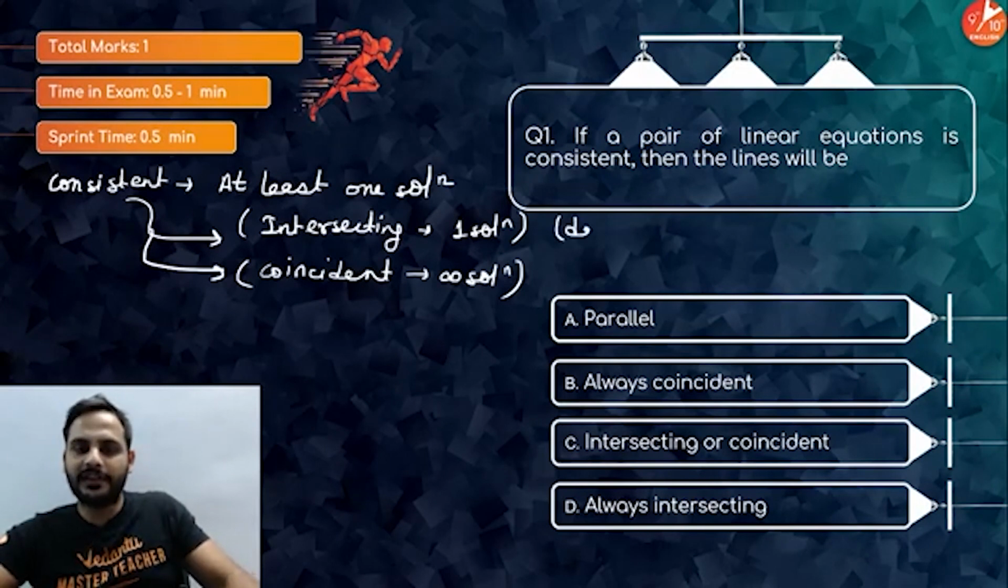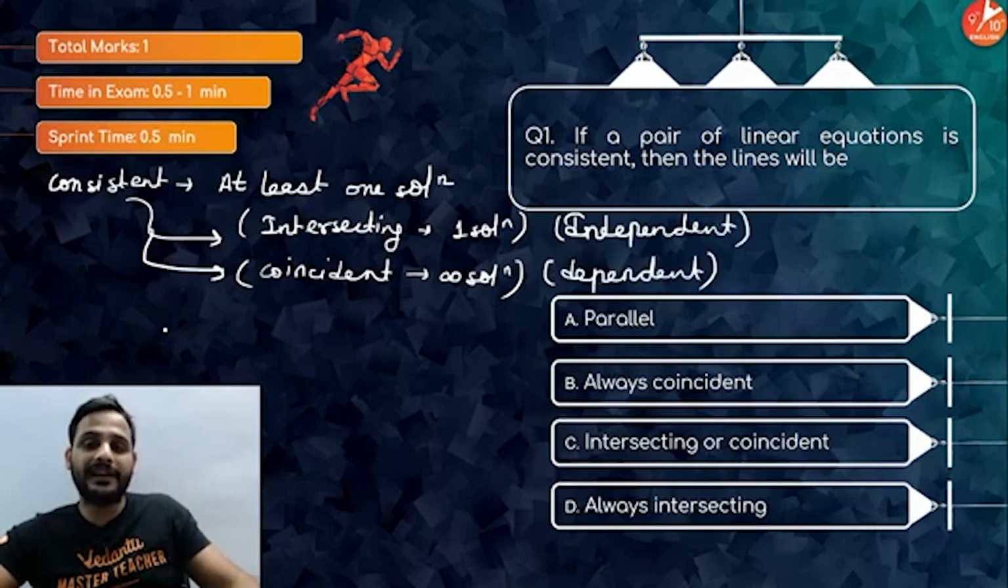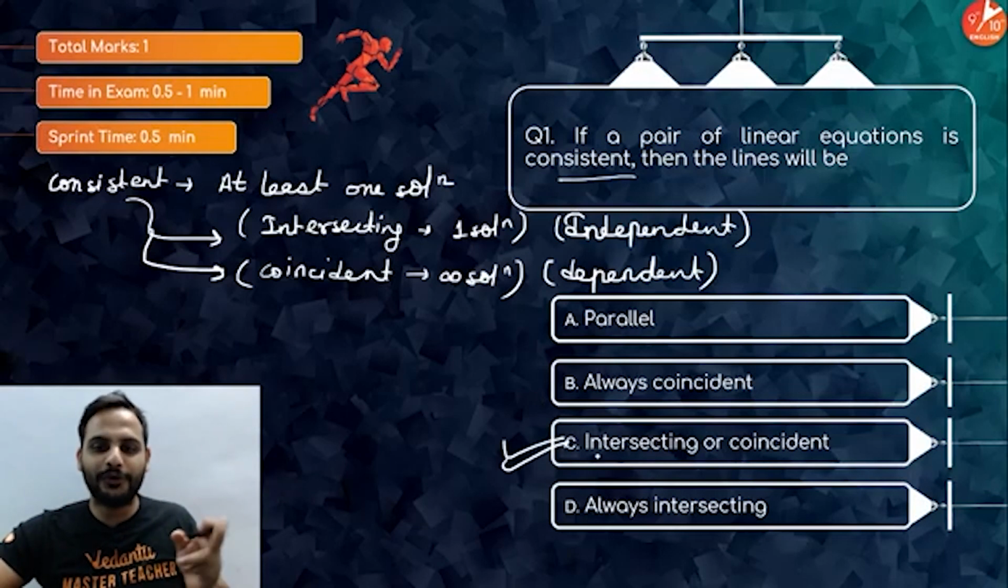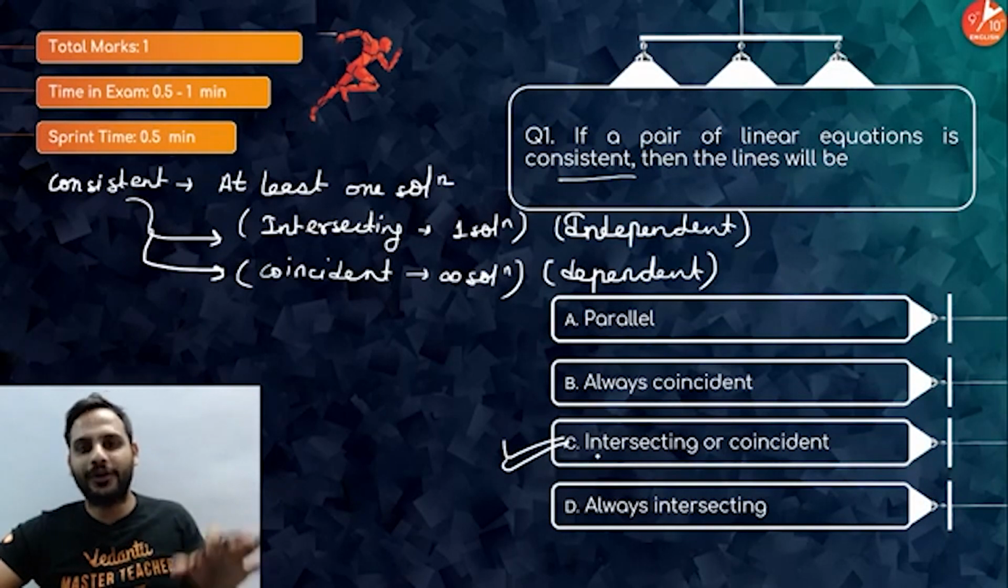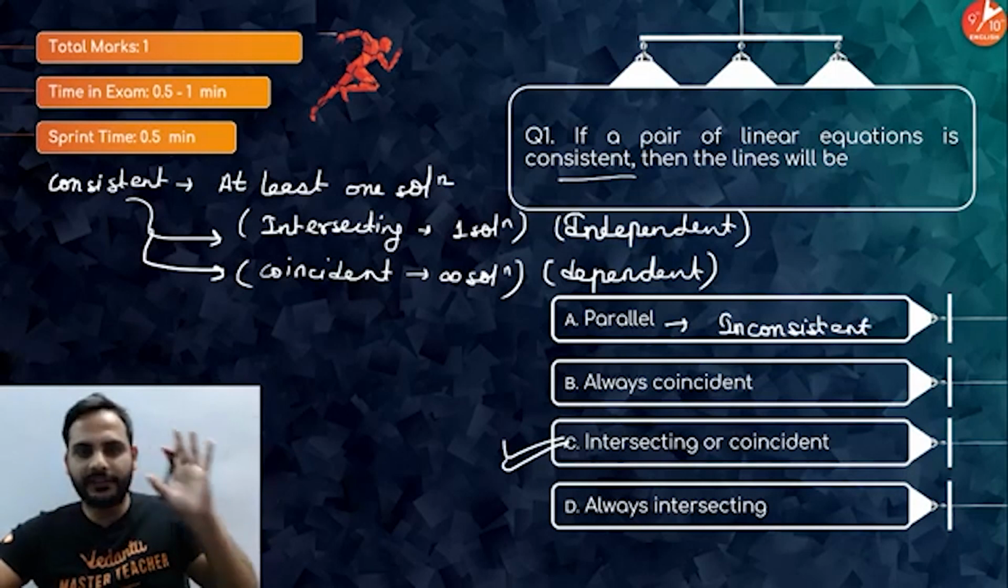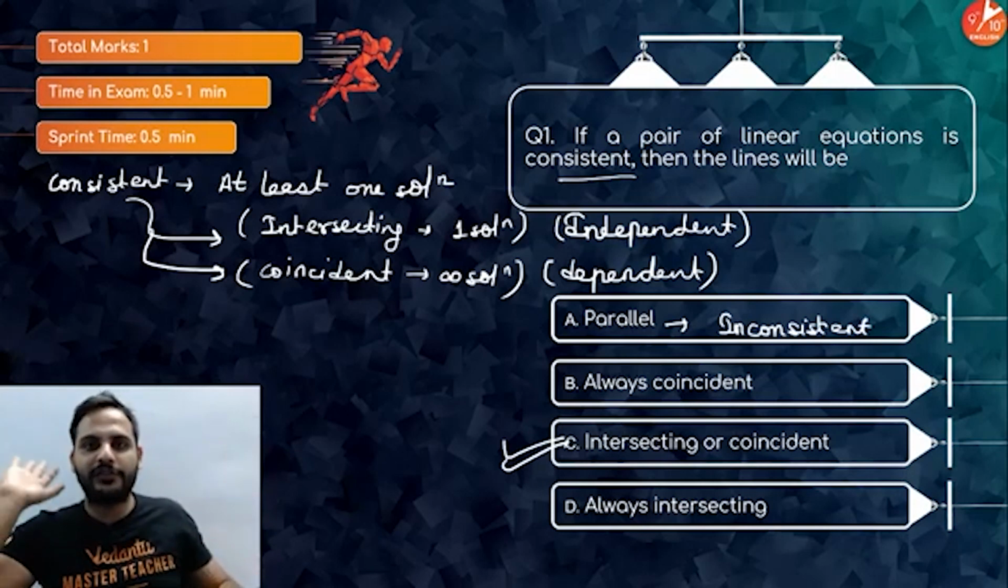Remember, intersecting lines is independent consistent, and the coincident lines is dependent consistent. All right, and the last one, parallel lines, comes under inconsistent. So for consistent, we'll say it has to be intersecting or coincident, both. Don't go for only intersecting or only coincident, it is both. And parallel lines is inconsistent. All right, simple. So this consistent, inconsistent, if you had any doubt, it should be resolved by now.